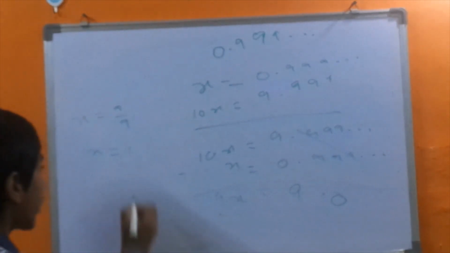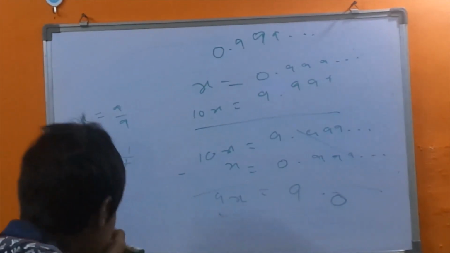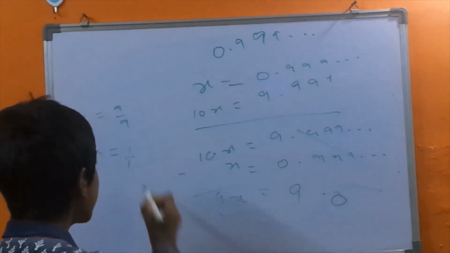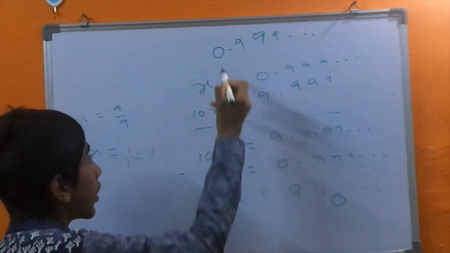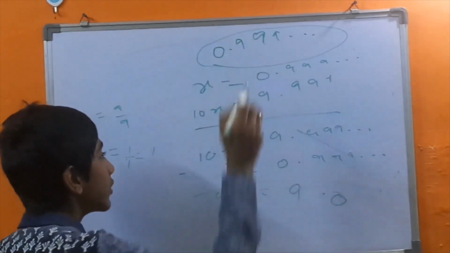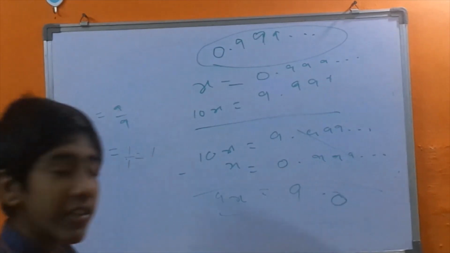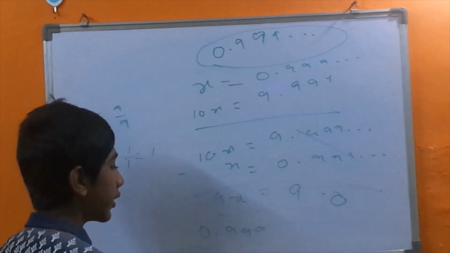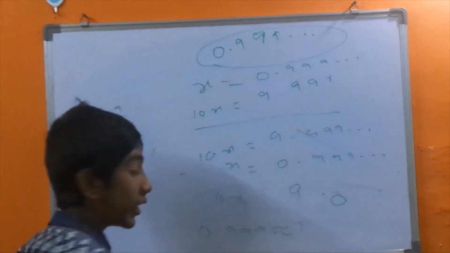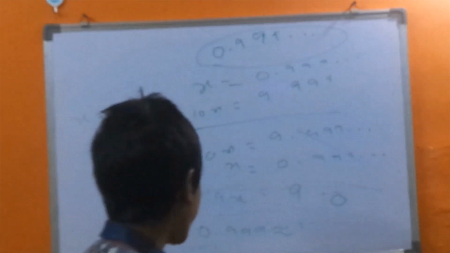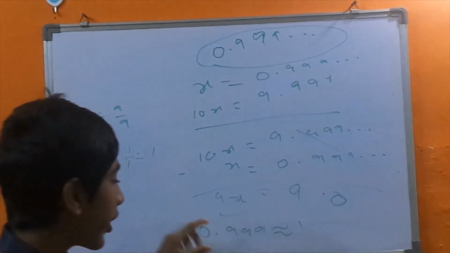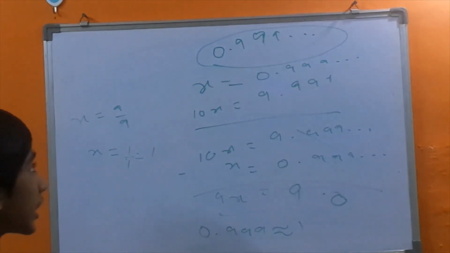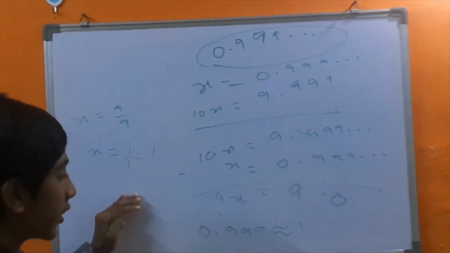But 1 can be written as 1 by 1, and 1 by 1 is equal to 1. But 0.99, and this is where the trick comes in. 0.999 is almost equal to 1 at infinity. At infinity number of places, 0.999 is almost equal to 1. That is why we got the answer as 1.